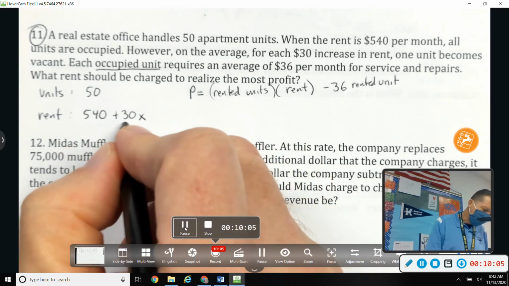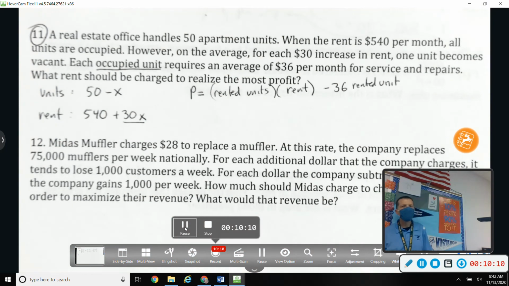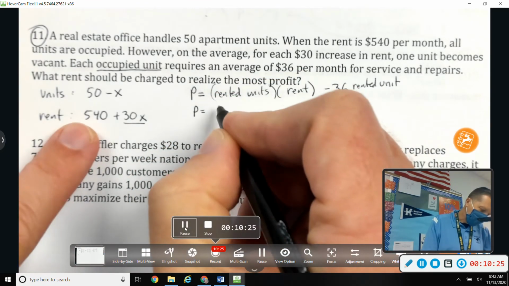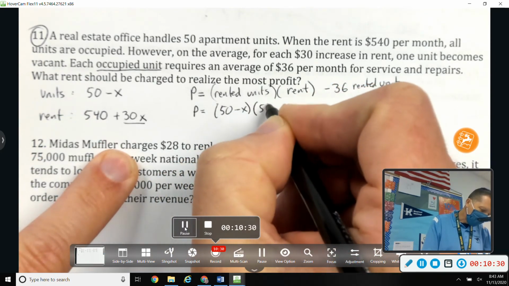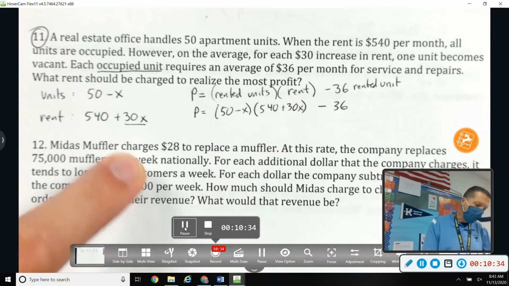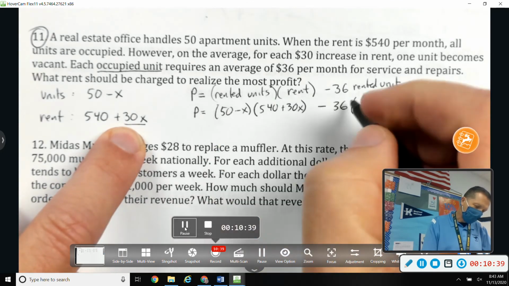Each $30 increase means we lose a tenant. So 50 minus X is how many tenants we'll have. So we're losing tenants, but we're charging them more. So where is this balance going to come in? So the rented units is 50 minus X. The rent is 540 plus 30X. And then it also costs $36 per rented unit, but that was 50 minus X.